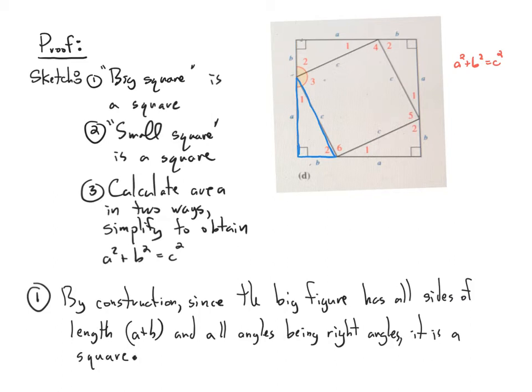Excellent. Okay, so we know that this big figure is a square, which is great because we know how to calculate the area of squares. Now, to show that the small square is a square, well, all sides have length C, but remember, for a square, you also need all angles having the same measure. In this case, it'll be 90 degrees. So we need to show that.